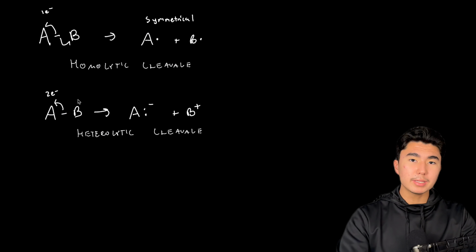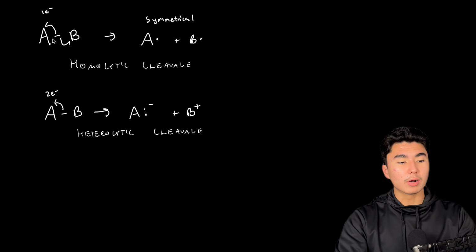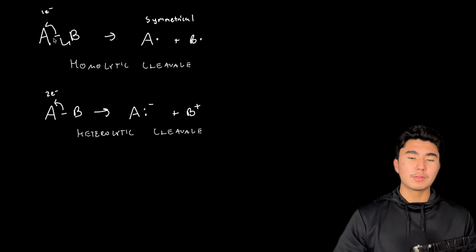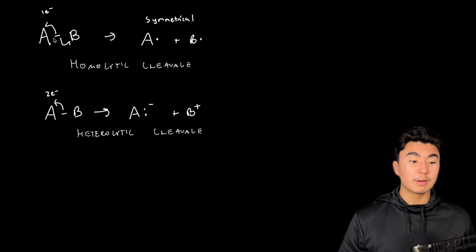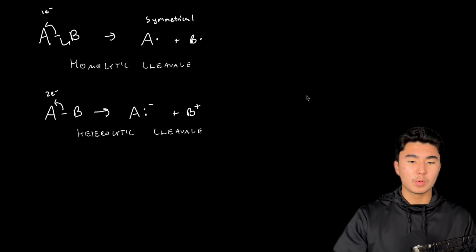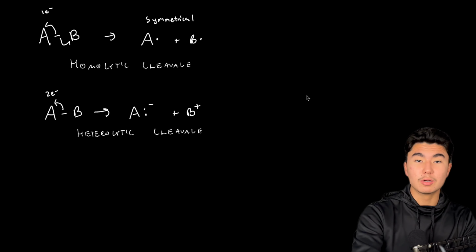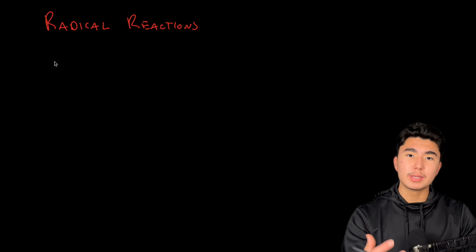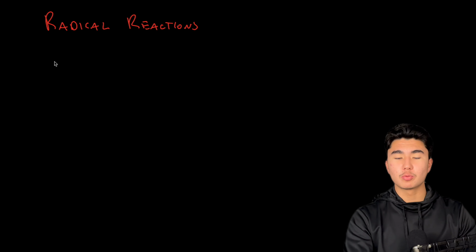From breaking bonds, we're going from left to right, where if we're talking about homolytic, then each of them is going to retain one electron. If we're talking about heterolytic, one of them is going to retain two electrons. And if we wanted to show how we make bonds, then we go the other way. So now that we understand how we can break and create bonds, we can talk about radical reactions.